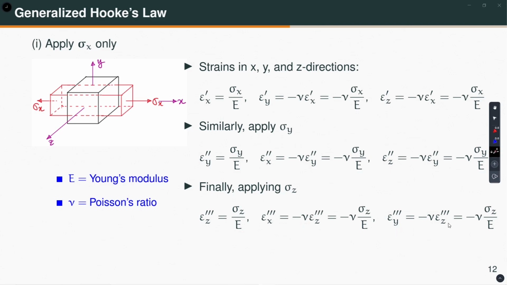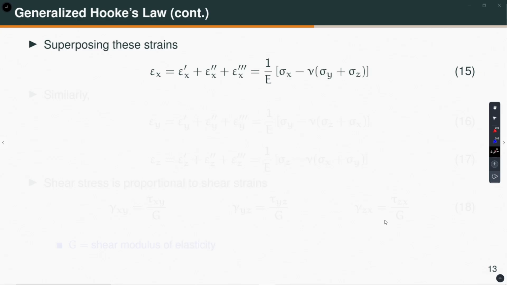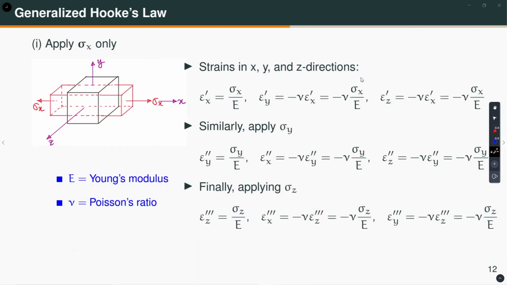Now, if I apply all three of them, I apply sigma x, sigma y, and sigma z. What is my strain in the x direction? That is going to be epsilon x prime plus epsilon x double prime plus epsilon x triple prime. So, this plus that is going to be my epsilon x. Superposing, this strain epsilon x is equal to what I stated, that is 1 by E into sigma x minus nu into sigma y plus sigma z. That means just adding this plus this plus this.